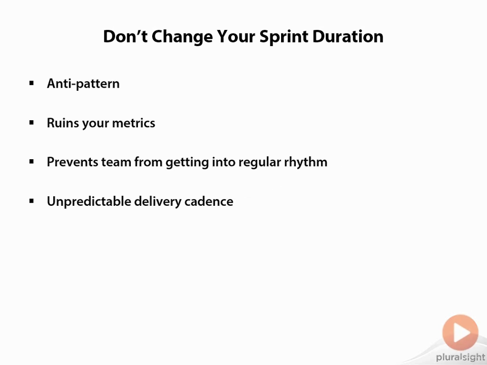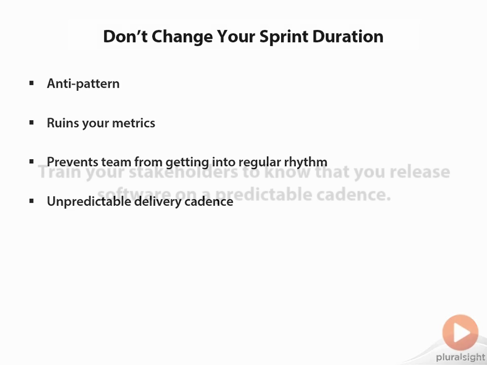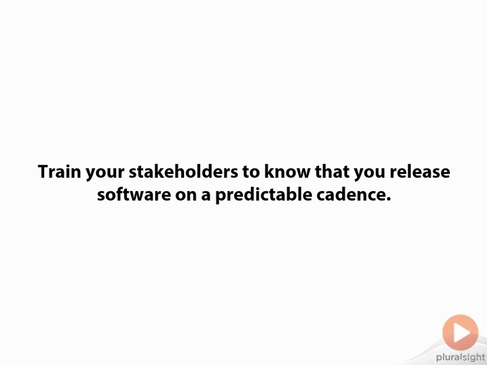Now, changing your sprint duration is definitely an anti-pattern. It's a worse practice. It's going to ruin your metrics, and it's going to generally prevent your team from getting into a regular rhythm of delivery. Just sort of getting a feel for how they work with each other inside of the certain size of the sprint. And then it definitely gives you, as a team, an unpredictable delivery cadence. And what you want to be able to do is to train your stakeholders to know that you're going to release software on a regular basis. And that regular basis is known as a predictable cadence.